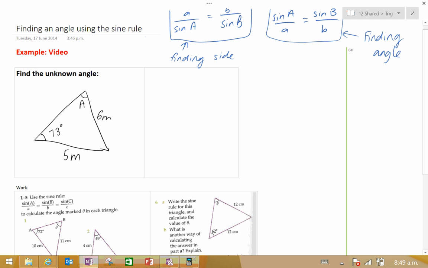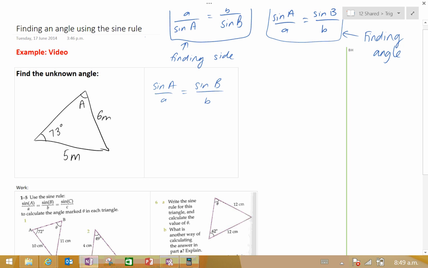So you have to look at the triangle and think, am I being asked to find a side or an angle? Once you've decided that, choose which formula you're going to use. With this example here, we're being asked to find an angle. So the first step is to write out the formula. I'm going to write out sine capital A over A equals sine capital B over B.